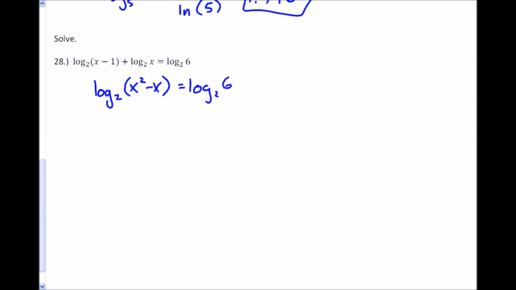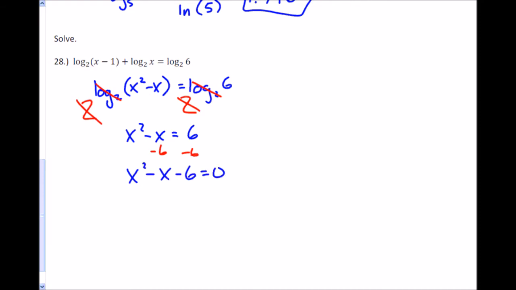And now to undo log base 2, I do 2 raised to the power of each side. So each side of my equation becomes the exponent. The log base 2 and the 2 cancel. So over here, I'm left with an x squared minus x. Over here, I'm left with a 6. And now I've got a quadratic equation to solve. I subtract the 6 from each side. So I've got x squared minus x minus 6 equals 0.